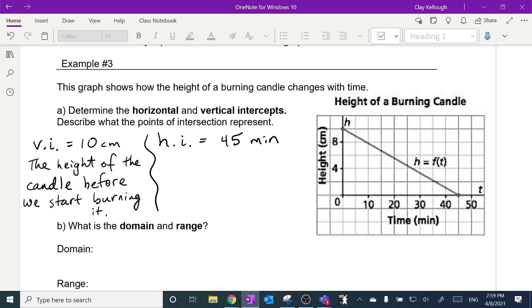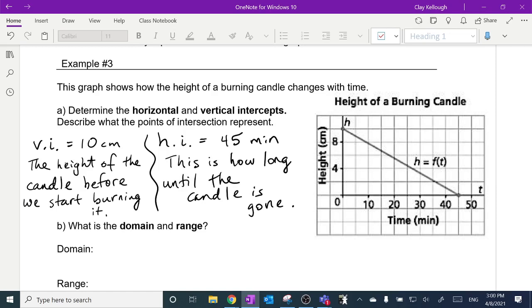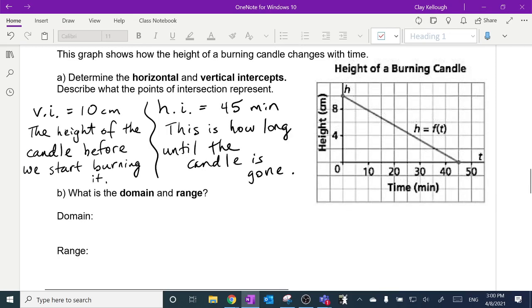45 minutes. Yeah, 45 minutes. Horizontal intercept, 45 minutes. And what is this? There you go. This is how long until the candle is gone. And you're left with just a pool of goo. Whatever. What is the domain and range?